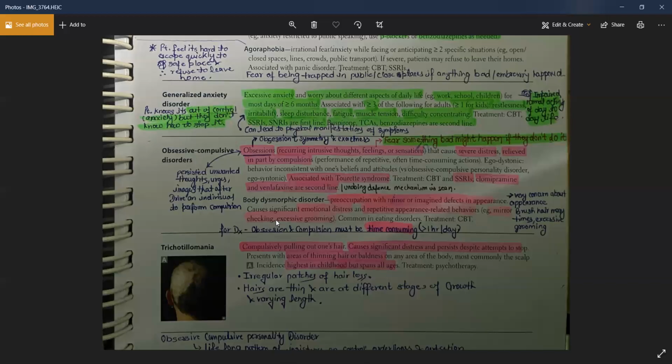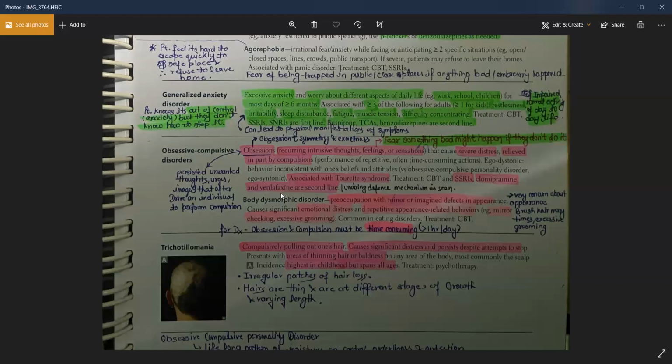Okay, am I getting my point across? Yes. Okay, so excessive mirror checking could be present in any other disorders also. Excessive grooming could be present in any other disorders also. But excessive grooming or excessive mirror checking because of this fear will make your diagnosis OCD.